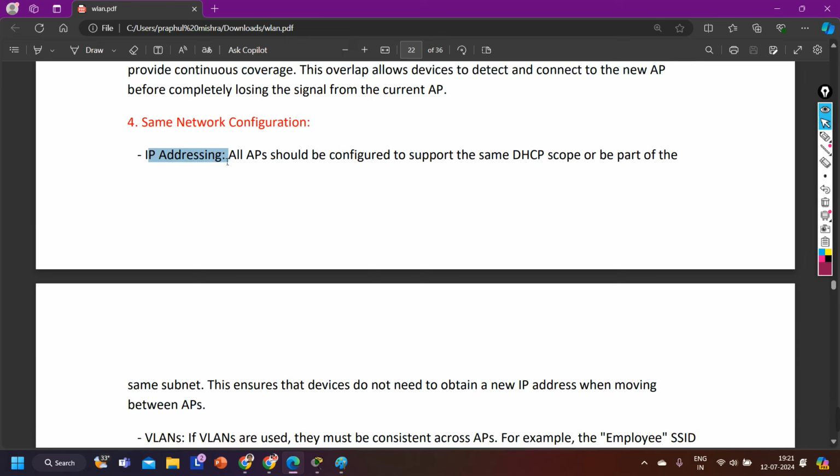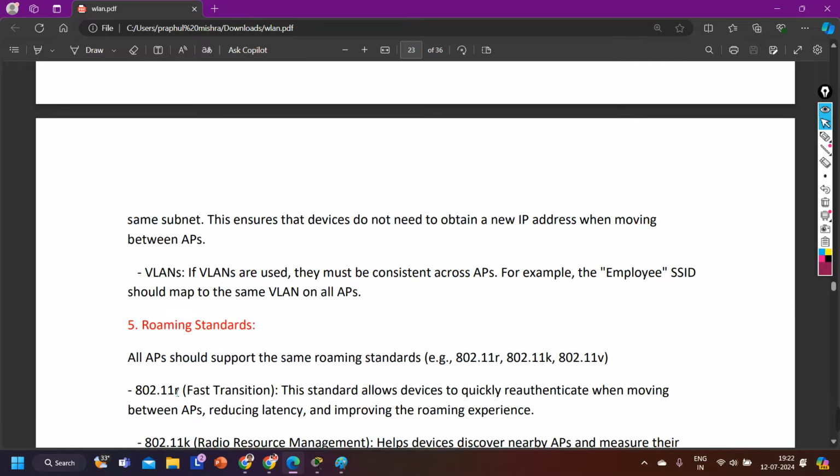Same network configuration, IP addressing. All APs should be configured to support the same DHCP scope or be part of the same subnet, right? So all APs should be in the same network. This ensures that a device does not need to obtain a new IP address when it moves between APs. If all APs belong to the same subnet, the client doesn't need to get an IP again from the DHCP server because the client machine is still in the same subnet, right? Then, guys, VLANs. If VLANs are used, they must be consistent across APs. That means the SSID should be mapped to the same VLAN on each floor. For example, the employees SSID should map to the same VLAN on all the APs.